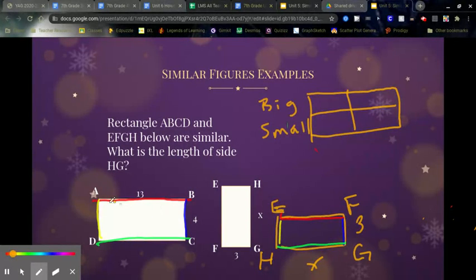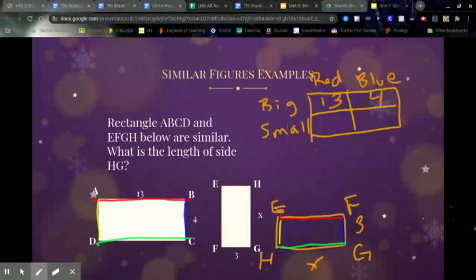On this one, the big one, the red is 13. So big red is 13. And then big blue is 4. And then we have blue over here is 3. And remember, on rectangles, if they're parallel, they're the same. So that means this 13, even though it's on the red and this is on the green, they're the same. 13 is also green and X is also red. So we're going to put an X right there.